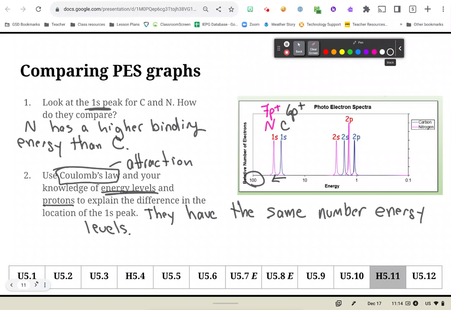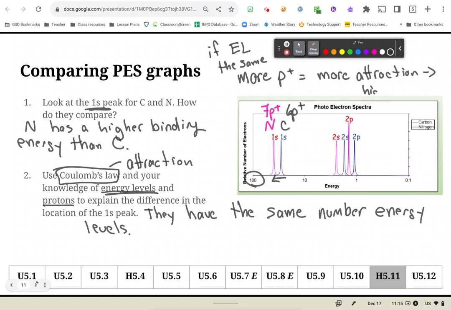When we're doing the PES spectrums and they're moving to the left and the right, that has to do with the number of protons. Back to our Coulomb's law, we saw that as there are more protons in the nucleus, there's a stronger force of attraction if the energy levels are the same. And again, it is very important that the energy levels are the same. More protons equals more force of attraction. I'm just going to write more attraction right now, which then means higher binding energy.